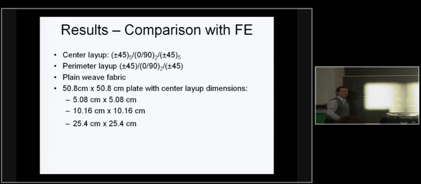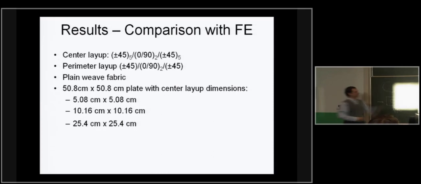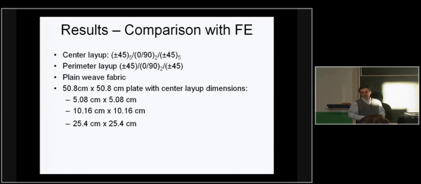We solved it using some kind of matrix inversion or Gaussian elimination to solve the system of equations. How good is it? Again, we will compare with finite elements. The center layup, again, is all fabric plies, with 5 at 45 degrees, 2 at 90s, and then another 5. The perimeter is thinner. It's the same as the center, but instead of 5 plies on the outside, it has a single ply on the outside.